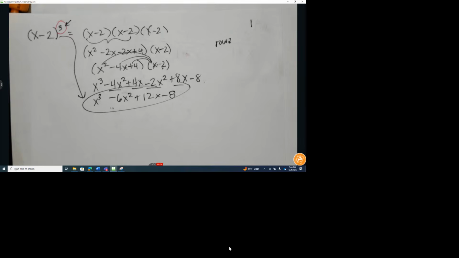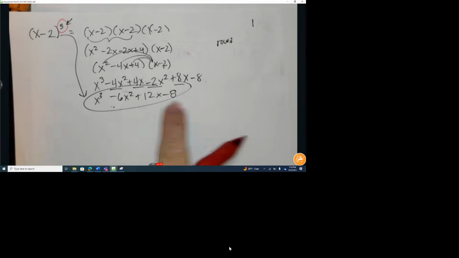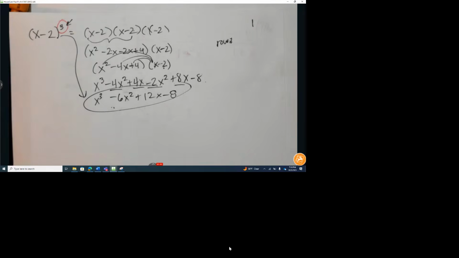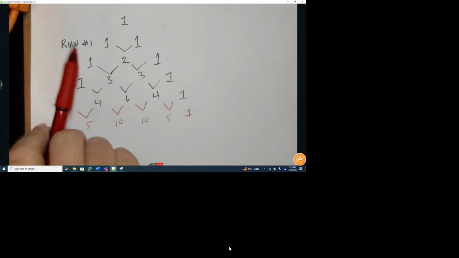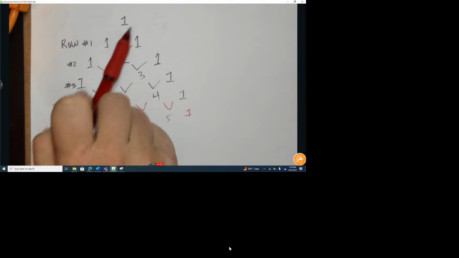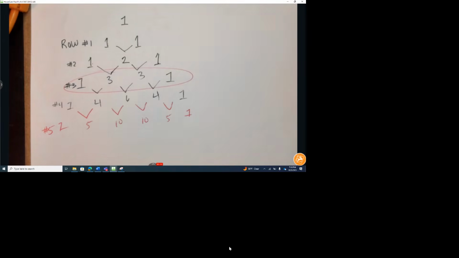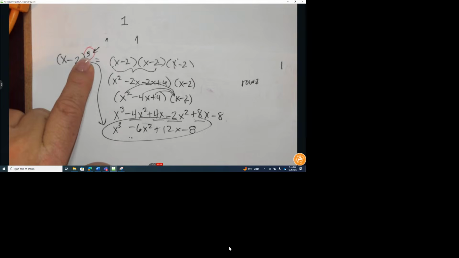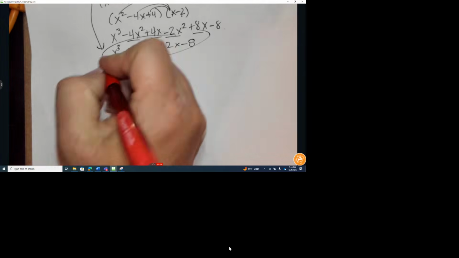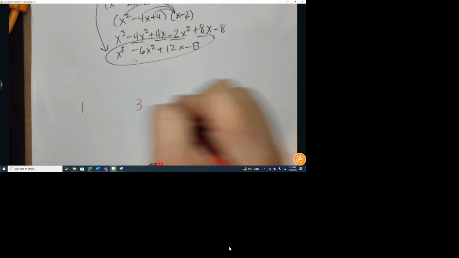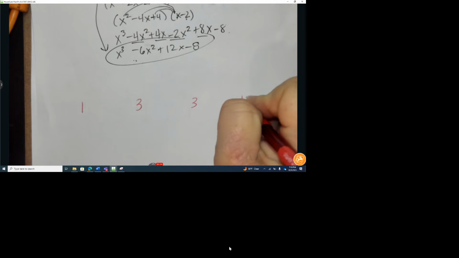So I'm going to start by going, this is an alternative to achieving this answer. I'm going to start by going to row number 3. Row 1, by the way, is after your initial one. So here's row 1. So row 1, 2, and 3. So this is what I want to write down. Row 3 is 1, 3, 3, 1, because the exponent is 3 up top. So 1, 3, 3, 1.